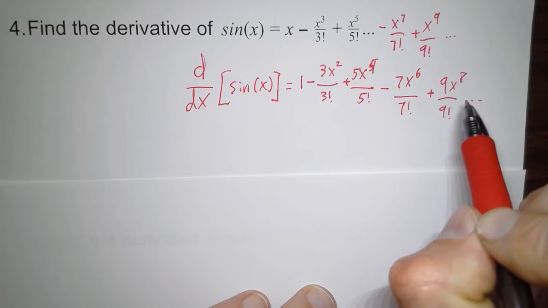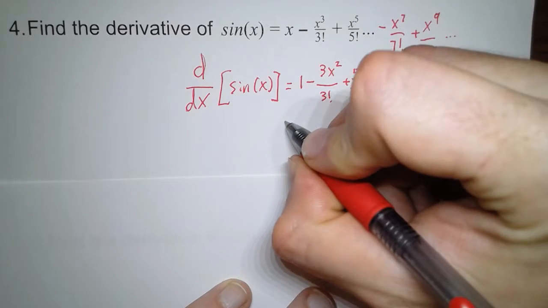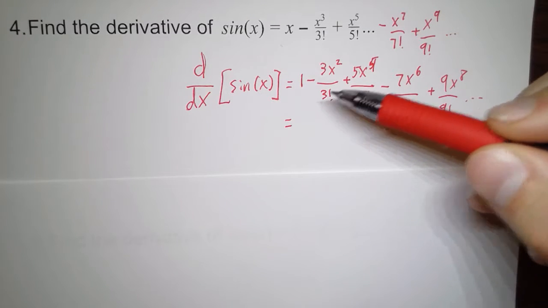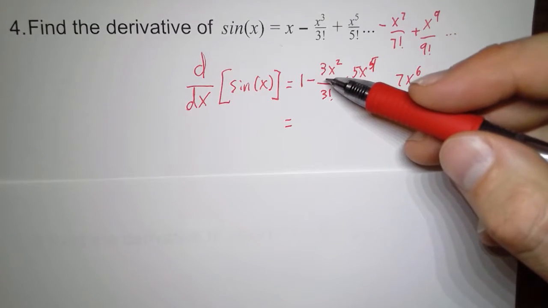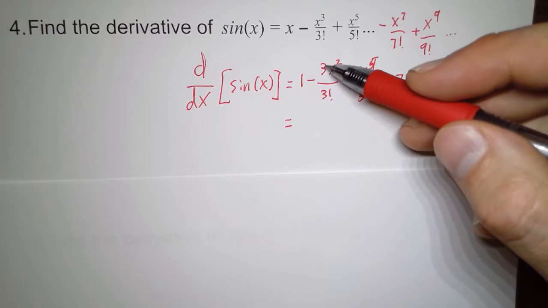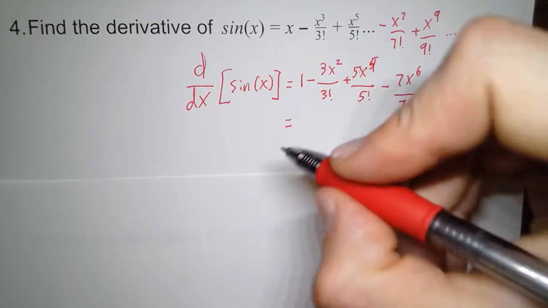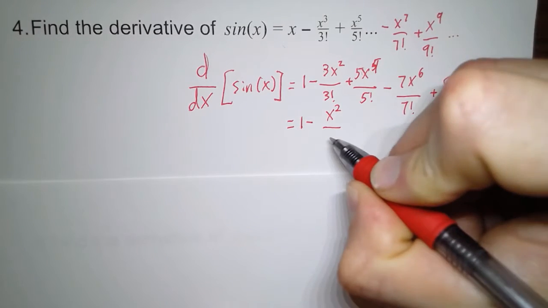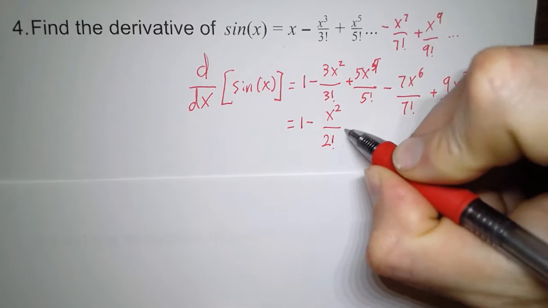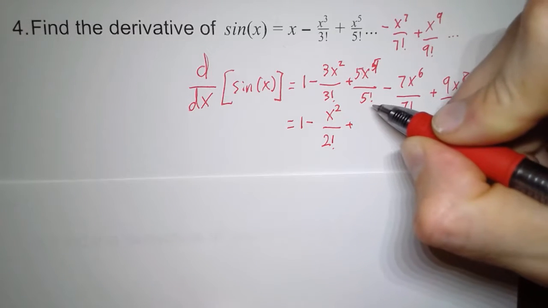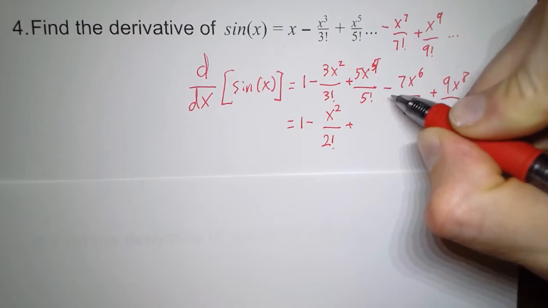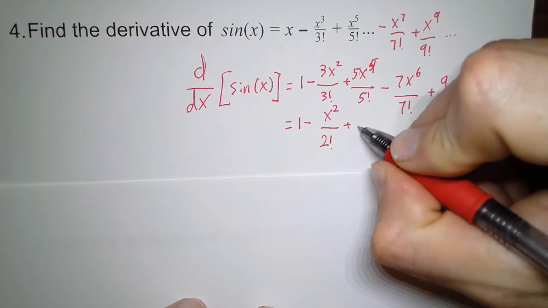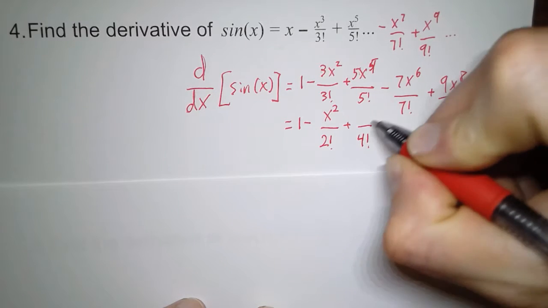We've seen that before. But there's one little bit of simplification we need to do. Remember that 3 factorial is 3 times 2 times 1. Well, the 3 is on top. We can cancel a 3 here with a 3 here. And what that's going to leave us with is 2 times 1, or 2 factorial. Likewise here, 5 factorial is 5 times 4 times 3 times 2 times 1. And there's a 5 here. That'll cancel, leaving 4 times 3 times 2 times 1, or 4 factorial.